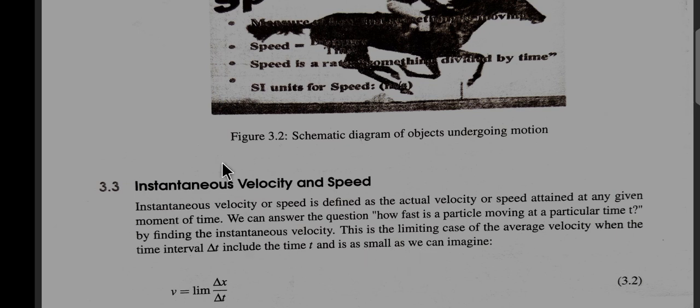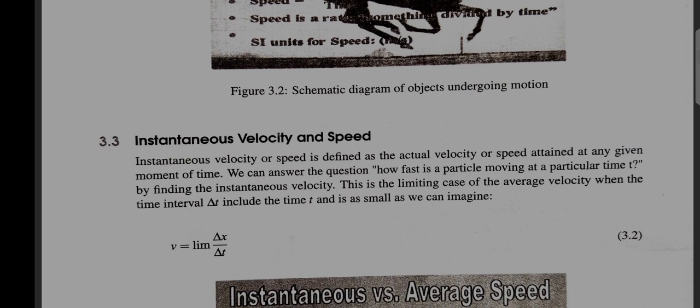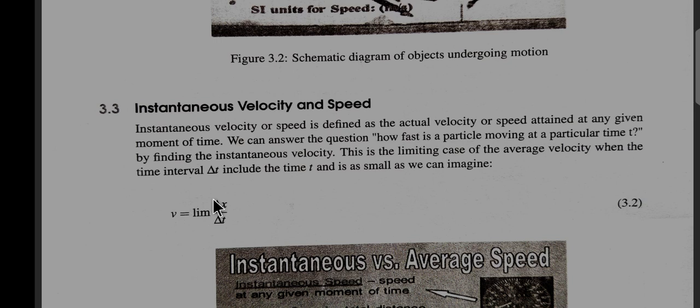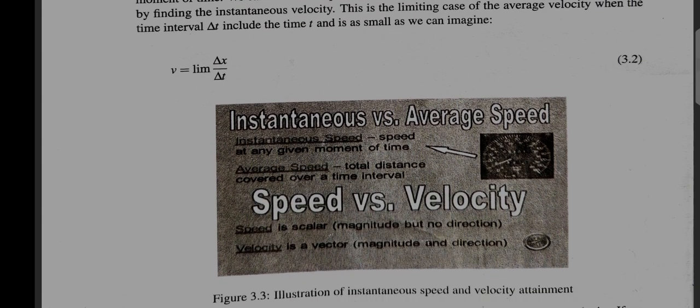Instantaneous velocity is trying to explain that you can find the instantaneous velocity at a particular point in time, since they mention the actual velocity or speed attained at any given moment of time. At a given moment of time, we can find the instantaneous velocity. We also say here that instantaneous velocity v is equal to the limit of the change in the displacement of that particle over the time.